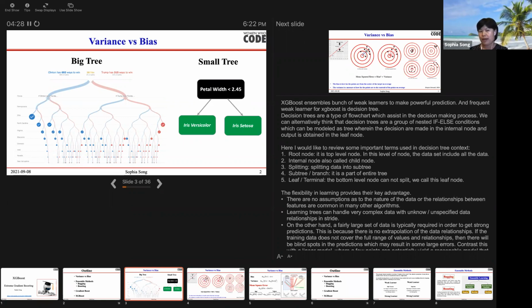We usually assume that the predictor variable and the target variable have a linear relationship, right? However, for the decision tree, you do not have any assumption for the data or the relationship between features. Because there is no assumption requirement, the decision tree can handle very complex data with some unknown or unspecified data relationship. So that's the advantage for the decision tree.